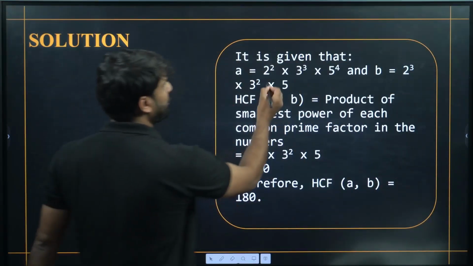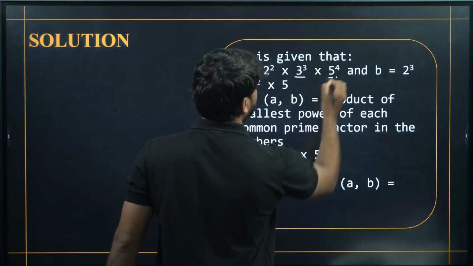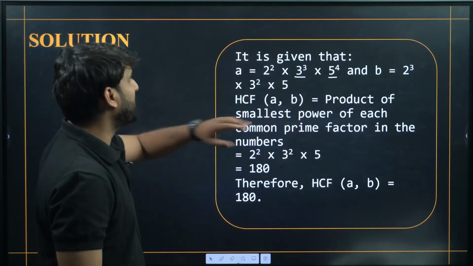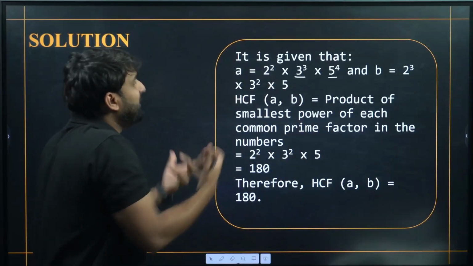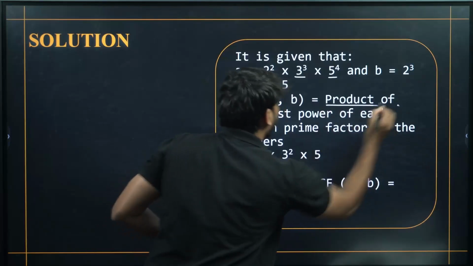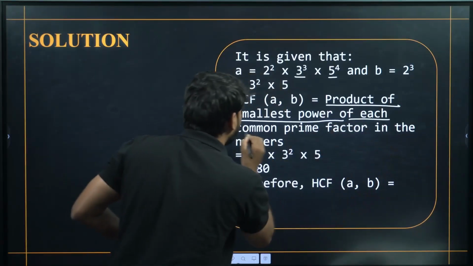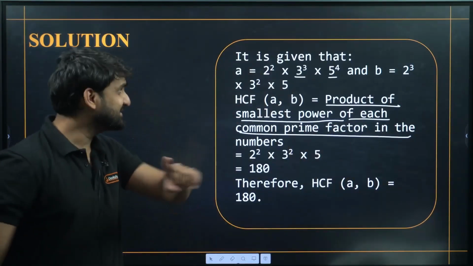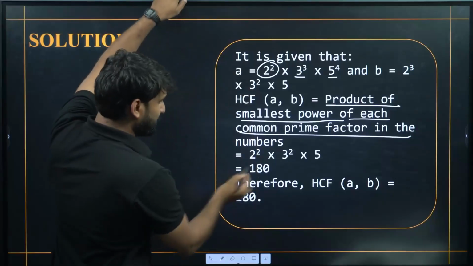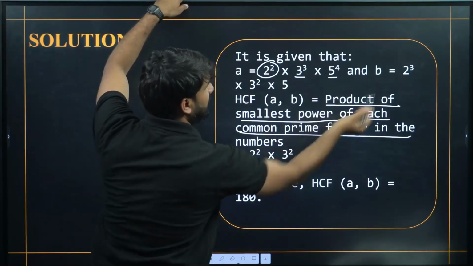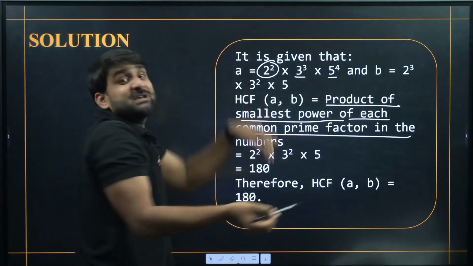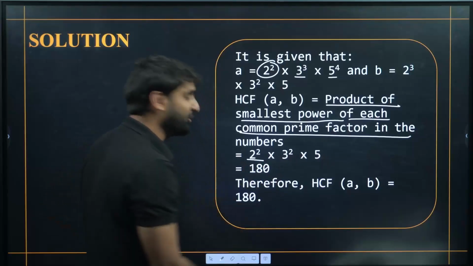So the solution will look like this. 2 to power 2, 3 to power 3, and 5 to power 4, and the second number is 2 to power 3, 3 to power 2, and 5. So what will be the HCF? Product of the smallest power of each common prime factor. If we talk about 2 to power 2, here it is 2 to power 2, but here it is 2 to power 3. So which is the smallest? 2 to power 2. That's why we are considering 2 to power 2.